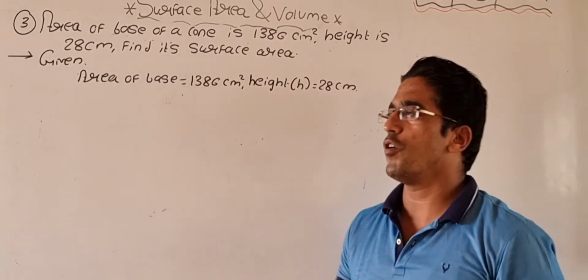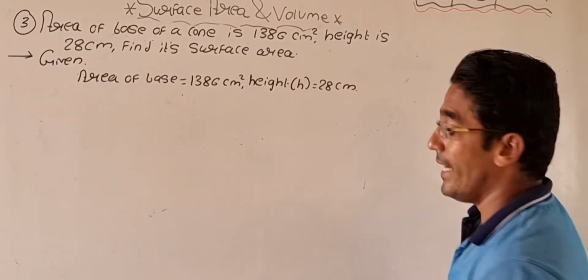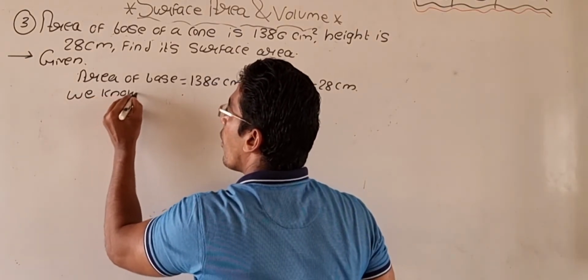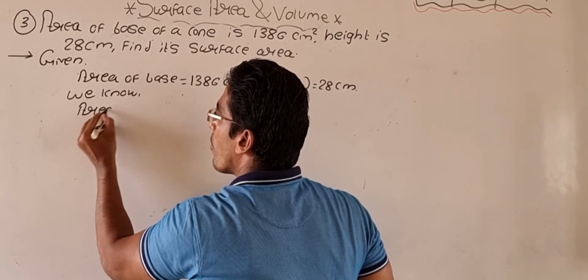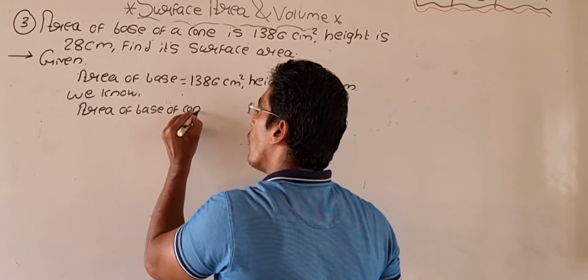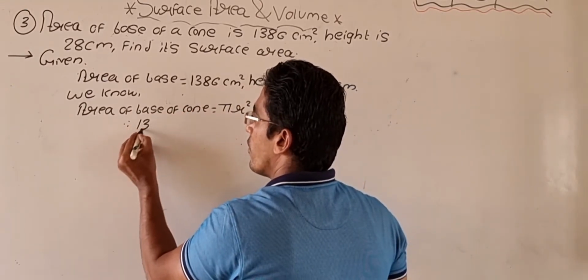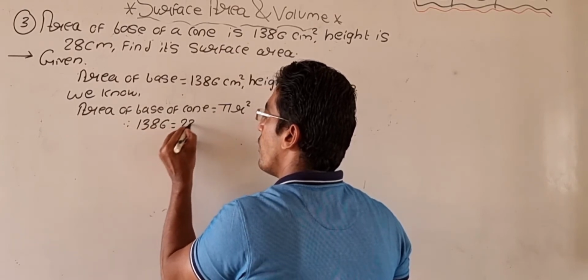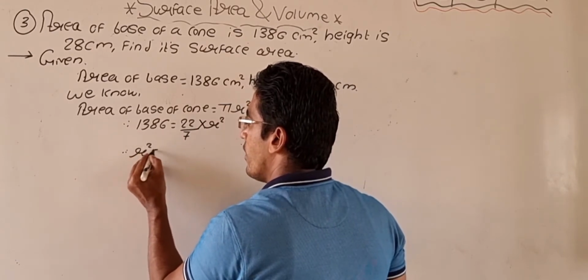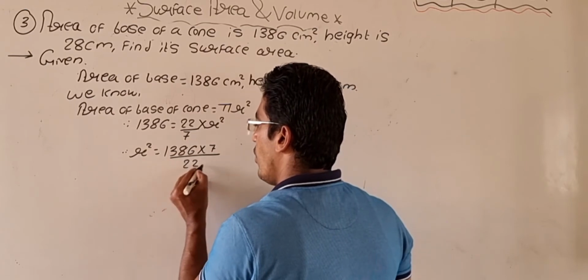Now if you observe a cone, what is the base of a cone? Circle. What is the area of circle given to us? 1386. We know the area of base of cone. What is the formula for area of circle? Pi r square. 1386 is equal to 22 upon 7 into r square. R square is equal to 1386 into 7 upon 22.